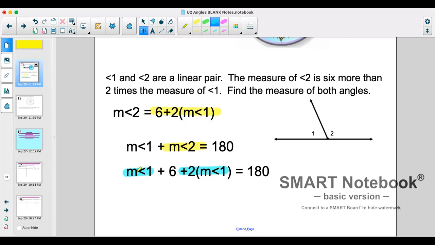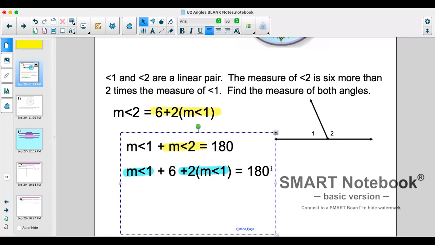So one measure here, two measures here. What is one measure plus two measures? That means we have three measures of angle 1. Again, if that freaks you out, then call it X. So it would be X plus 6 plus 2X. Then down here, when you combine your like terms, it would be 3X plus 6 equals 180.